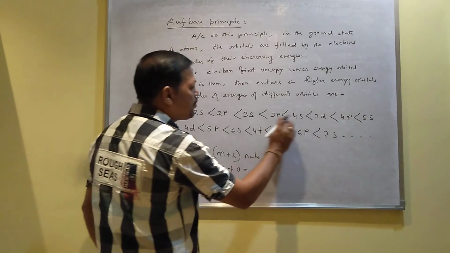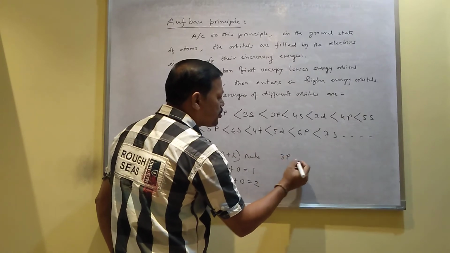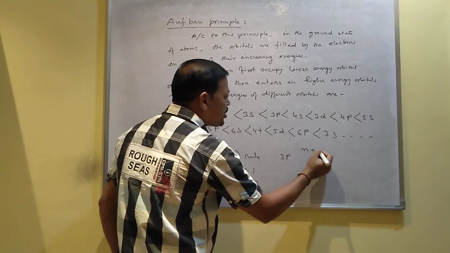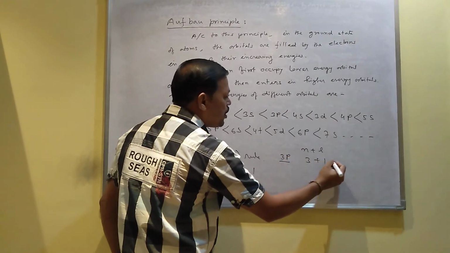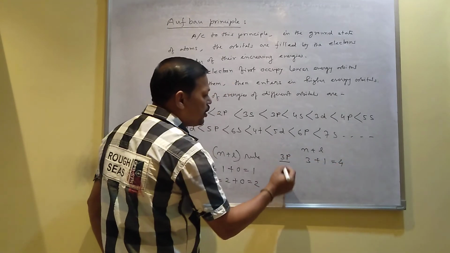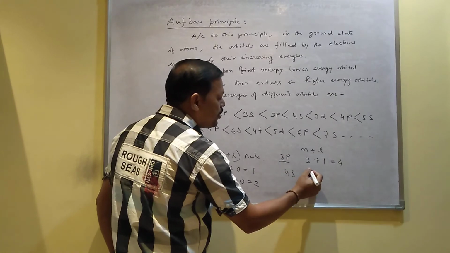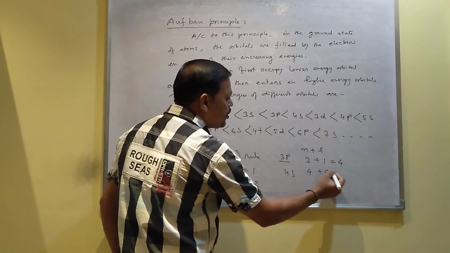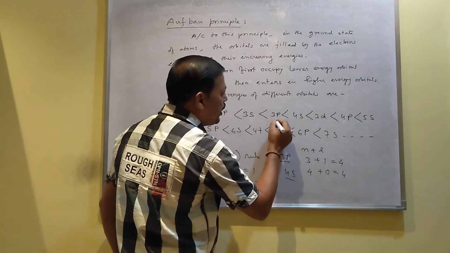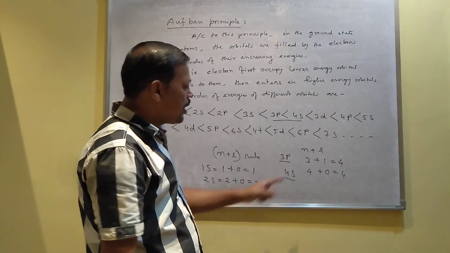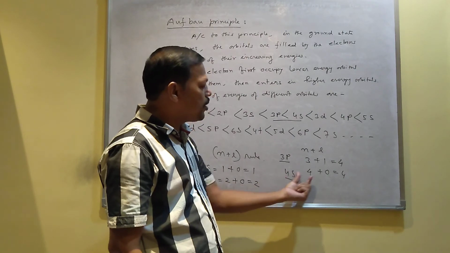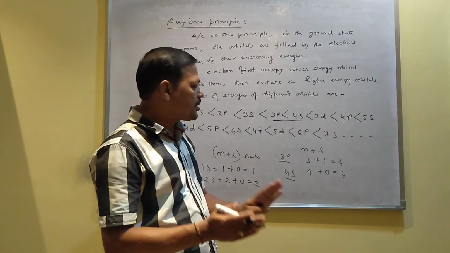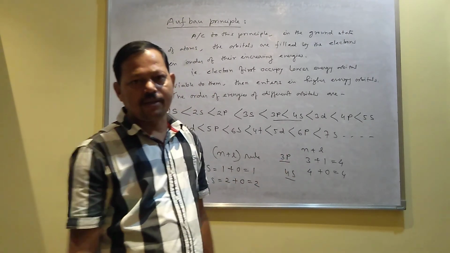If you consider 3p and 4s, for 3p, n value is 3. For p, L value is 1. I mean 3 plus 1, 4. In case of 4s, n value is 4. For s, L value is 0. Both are equal, although equal, the higher the value of n, the greater is the energy. So that is why 4s has more energy. So both n plus L value and n value, it depends. Thank you.